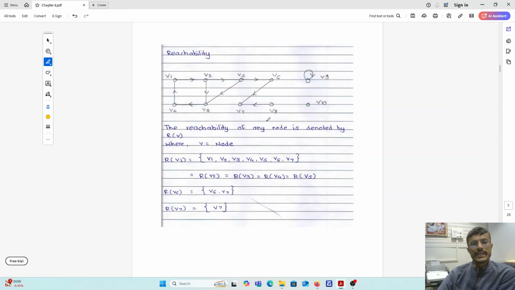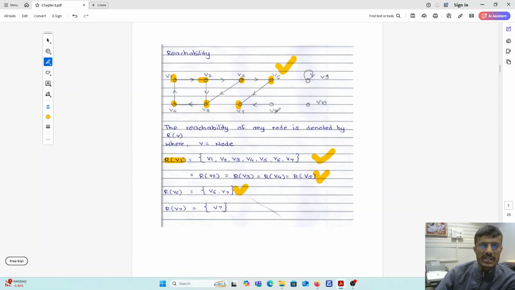Next point, reachability. The reachability of any node is denoted by R of V, where V is the node. So if you see R of V1, the reachability of V1, from V1 you can reach V1 itself, V2, then V3, V4, then V5, V6 and V7. So the reachability of V1 is these 7 nodes. Then the reachability of V2, V3, V4, V5 is the same in the given diagram. Reachability of V6 is V6 itself and V7.